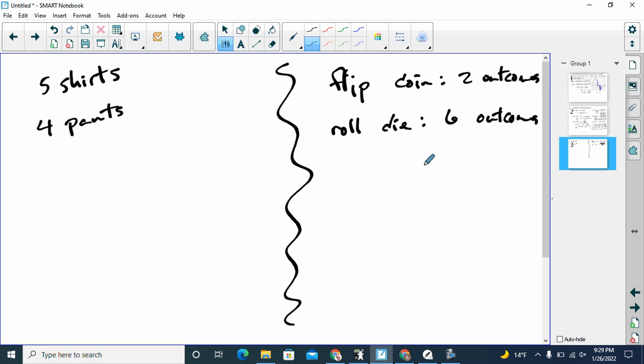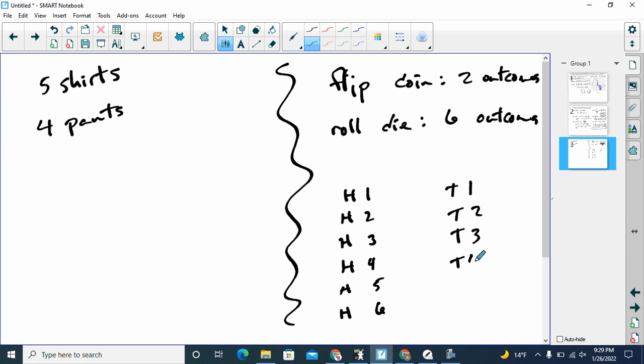If we were to list all the possibilities, I could get head and 1, head and 2, head and 3, head and 4, head and 5, head and 6. Or I could get tail 1, tail 2, tails and 3, tails and 4, tails and 5, tails and 6. Notice there are 6 plus 6. I have a total of 12 different outcomes, which I could get by just doing 6 times 2.